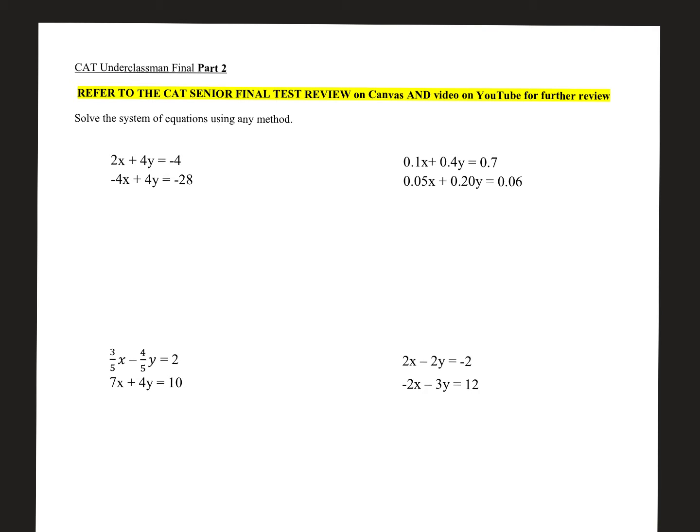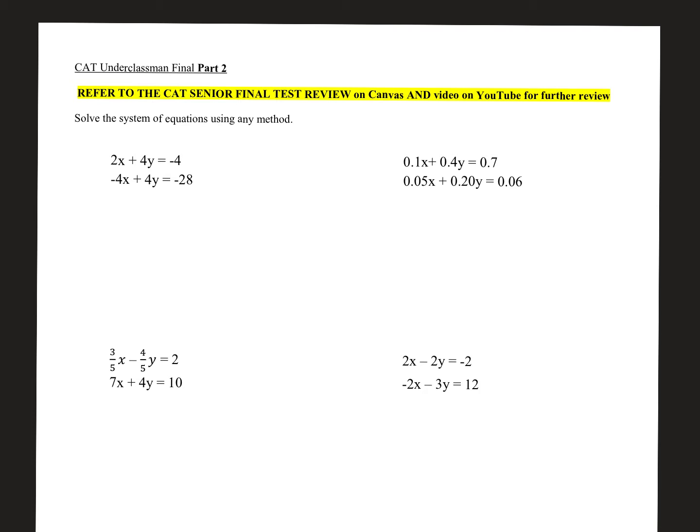And then it's also going to go over the back substitution, and when you have the three equations with the three variables, rearranging it so it says back substitution and then working backwards. So those are the longer types of problems. What I have here at the top, it says refer to the College Algebra Trig Senior Final Test Review. The review is on Canvas for that.